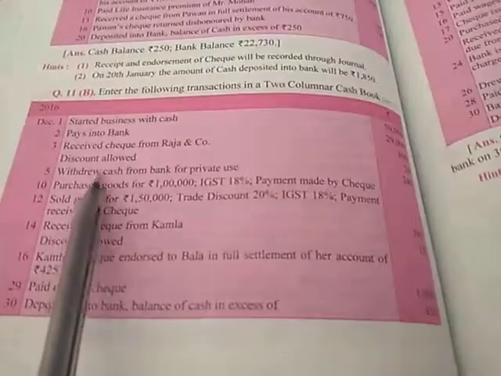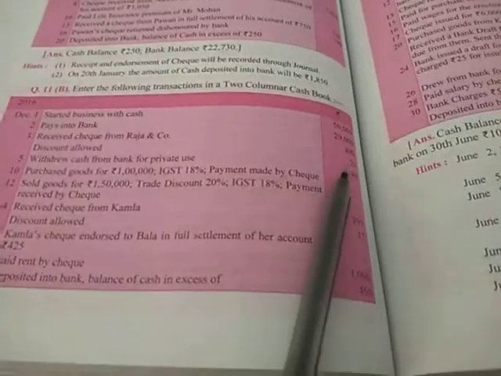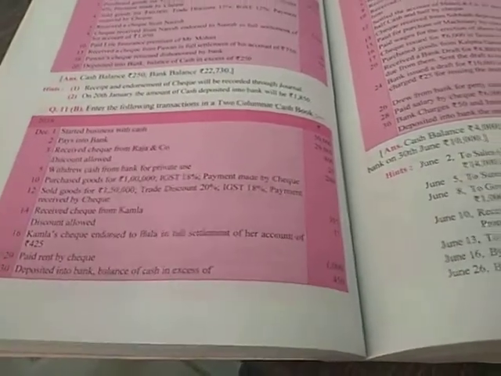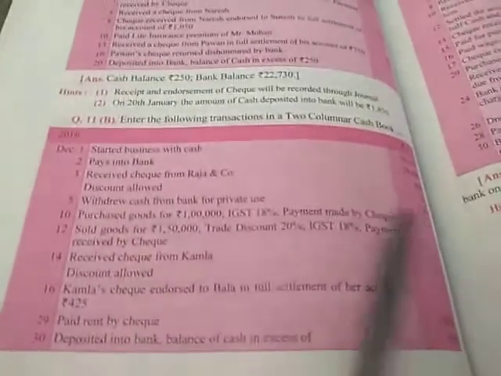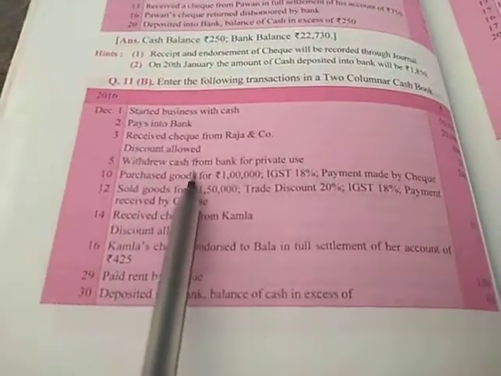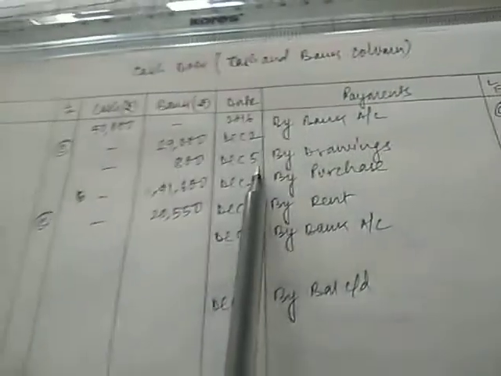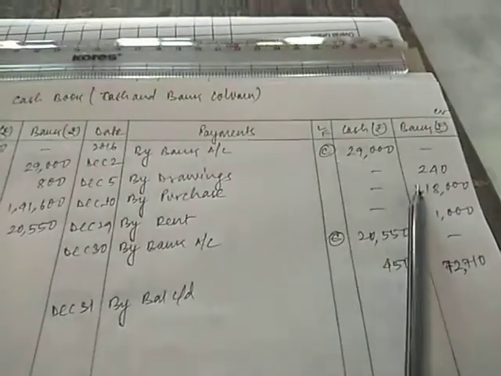Next you have received a check from Raja and Company of rupees 800. No further date is given as to when this check was deposited, so we'll assume that this check was deposited on the same day. So on December 3rd, received a check from Raja and Company, that is rupees 800. You'll write here on December 3rd to Raja and Company 800. Next is withdrew cash from bank for private use. For private use, when you withdraw, it is drawings. On December 5th, you'll write by drawings, you'll withdraw from bank rupees 240.